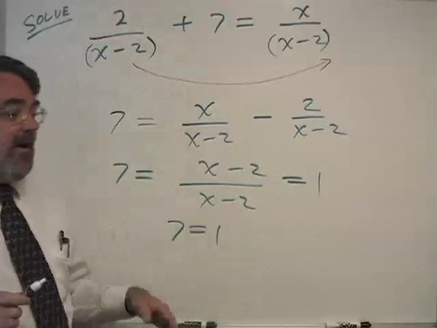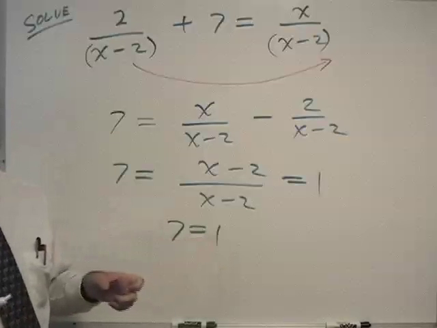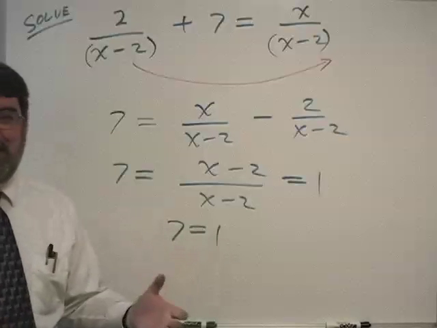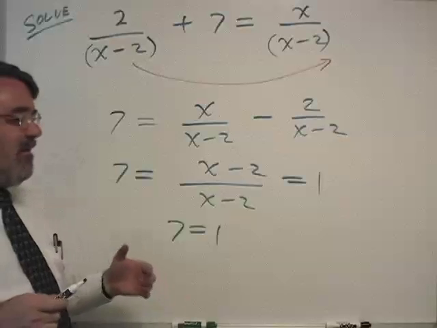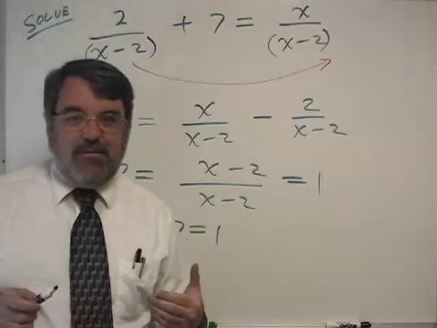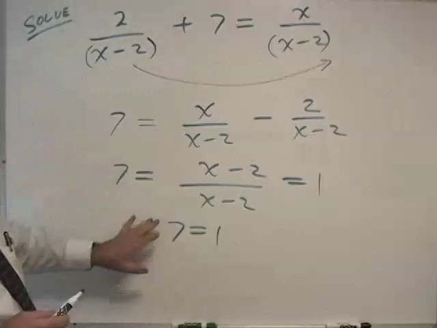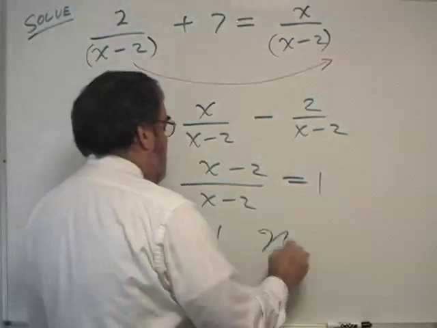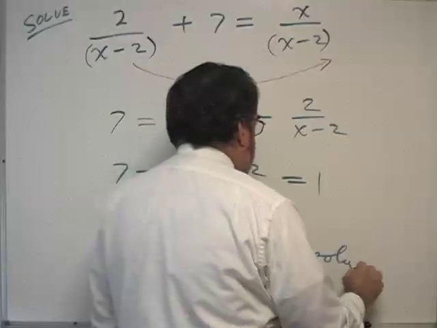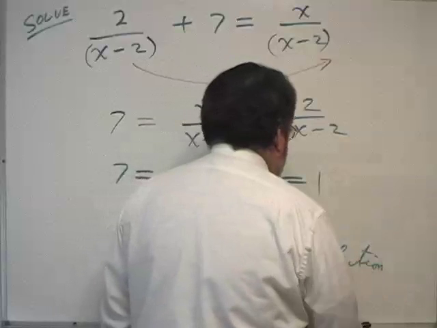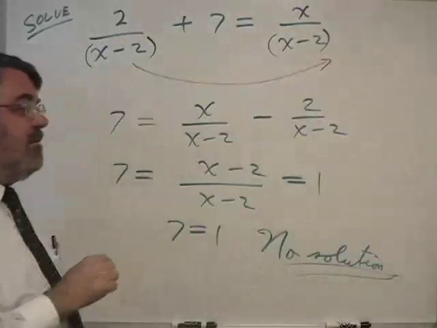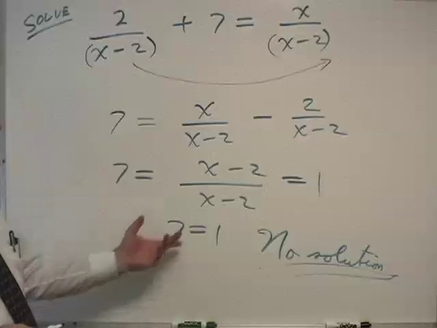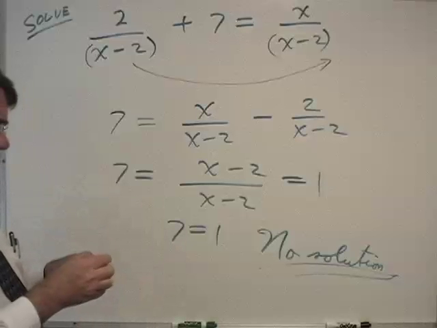Now, bear in mind, I didn't get this by checking the answer. I got this by solving the problem. So you need to understand all these differences. All right? But here, this shows that there's no answer to the problem. There's no solution possible because no matter what x is, we end up with something impossible like 7 equals 1.